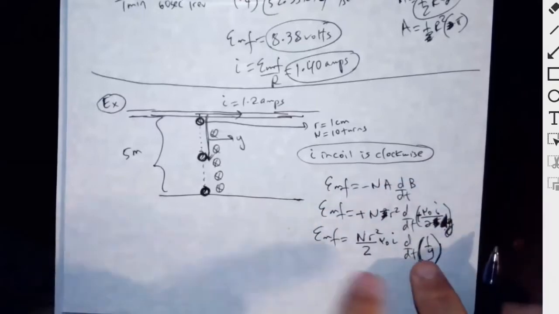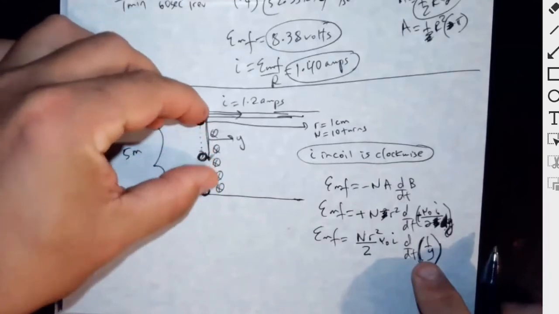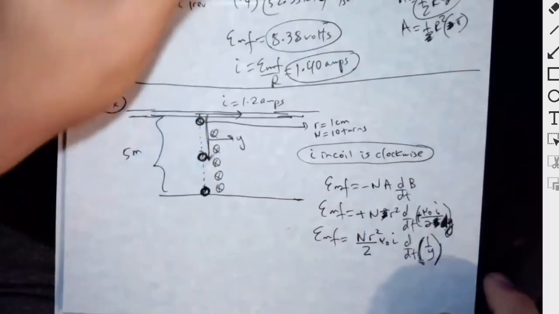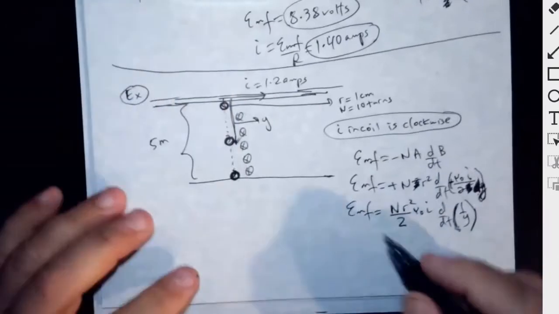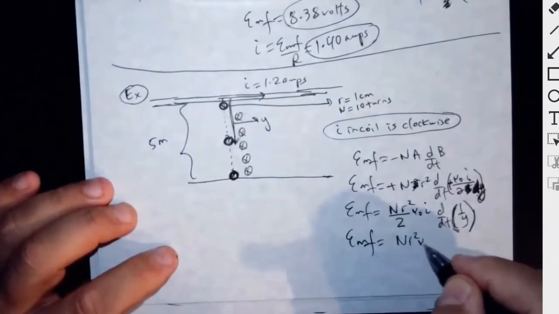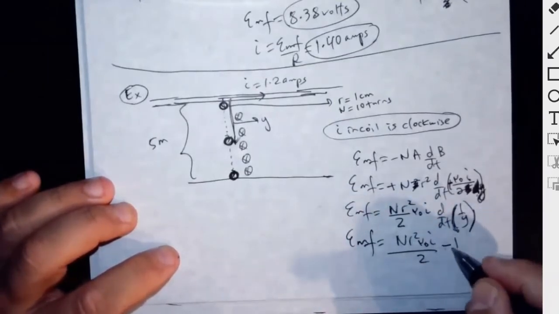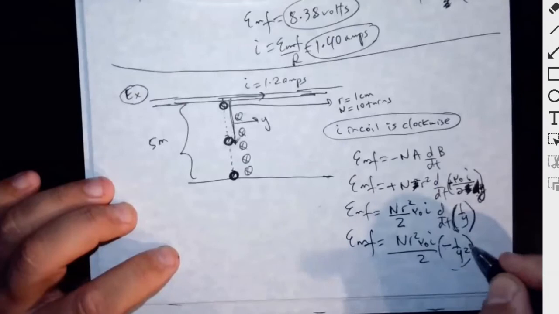Okay, and then 1 over y, that's the distance that as it drops, it's increasing, right? So then I can say, okay, the EMF is N R squared mu 0 I over 2. So this is going to be negative 1 over y squared times dy dt.